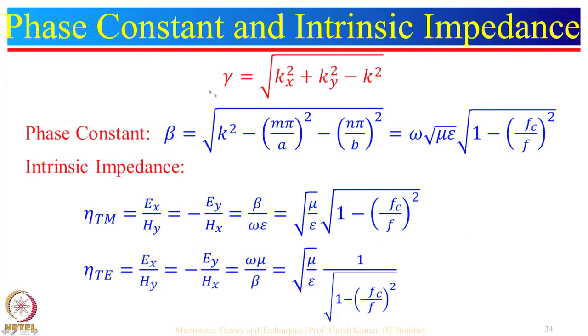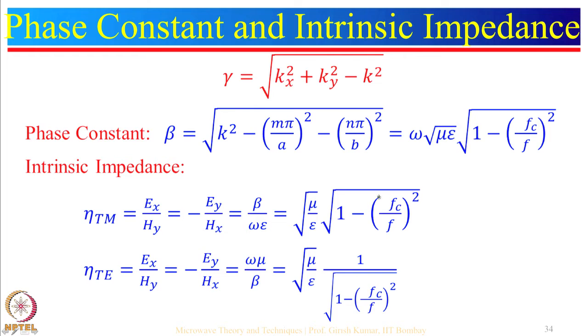So as we know, gamma is equal to under root kx square plus ky square minus k square in a rectangular waveguide, and for a propagating wave gamma is imaginary. So alpha is 0 and gamma is j beta. By equating this to j beta, we will get the value of beta, which is equal to under root k square minus (m pi by a) square minus (n pi by b) square, and after simplifying this we will get omega root mu epsilon under root 1 minus (fc by f) whole square. So this is the phase constant in a rectangular waveguide.